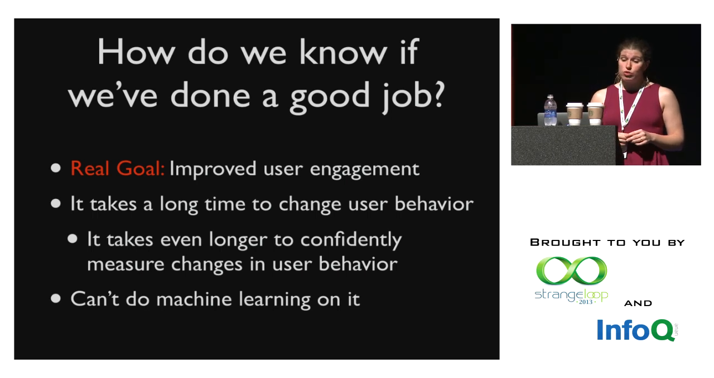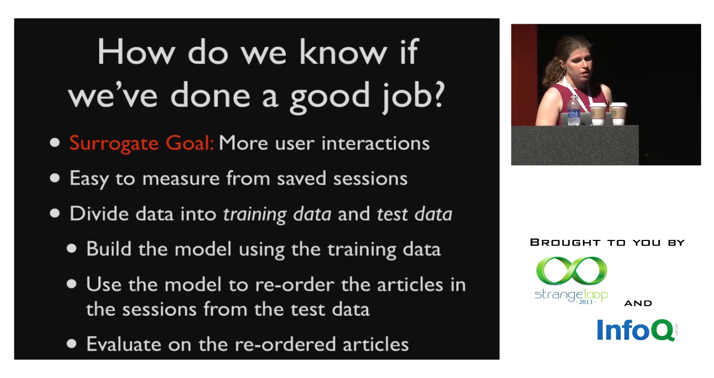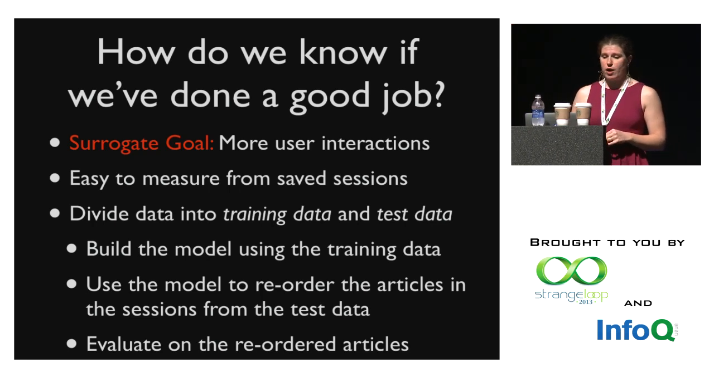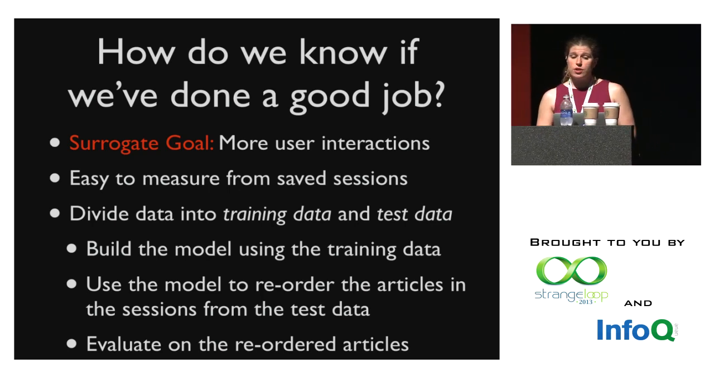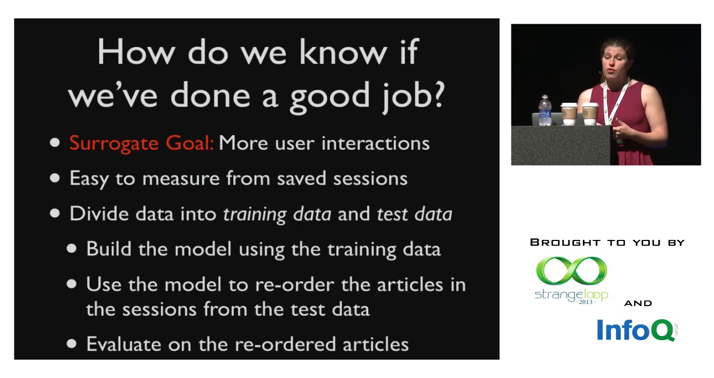We also can't do machine learning on standard engagement metrics because we need information about which specific articles the user did and did not like. So instead, we need something that we can calculate offline from that raw session data that I told you about earlier. But of course, we have to believe that our metrics are a good surrogate for user engagement. So instead, we ask ourselves, are people interacting more? Are they reading for longer? Are they removing fewer articles?